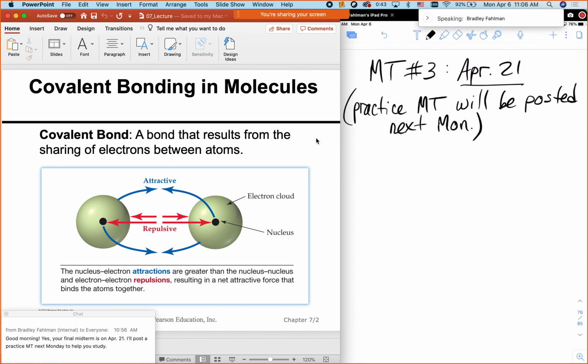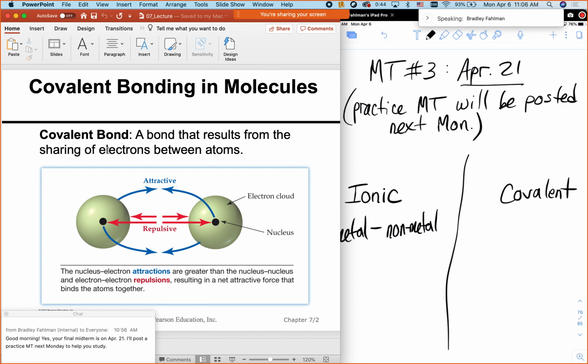This is going to involve really talking about bonding. This chapter is going to describe bonding theory, and in particular, we're going to talk about covalent bonding. Covalent bonds means sharing of electrons. You can think of the two extremes of bonding: you've got ionic and covalent. Ionic is between a metal and a nonmetal, versus covalent, which is between two nonmetals.